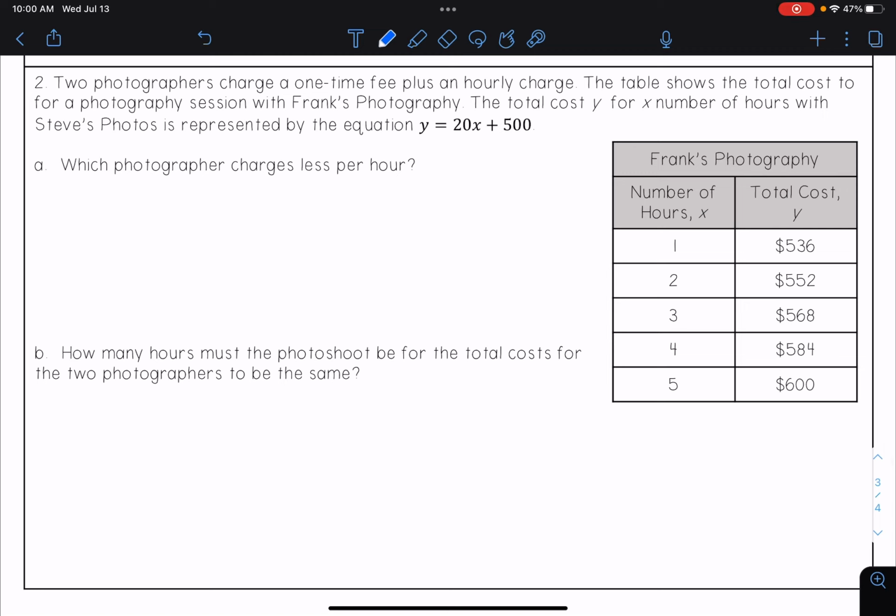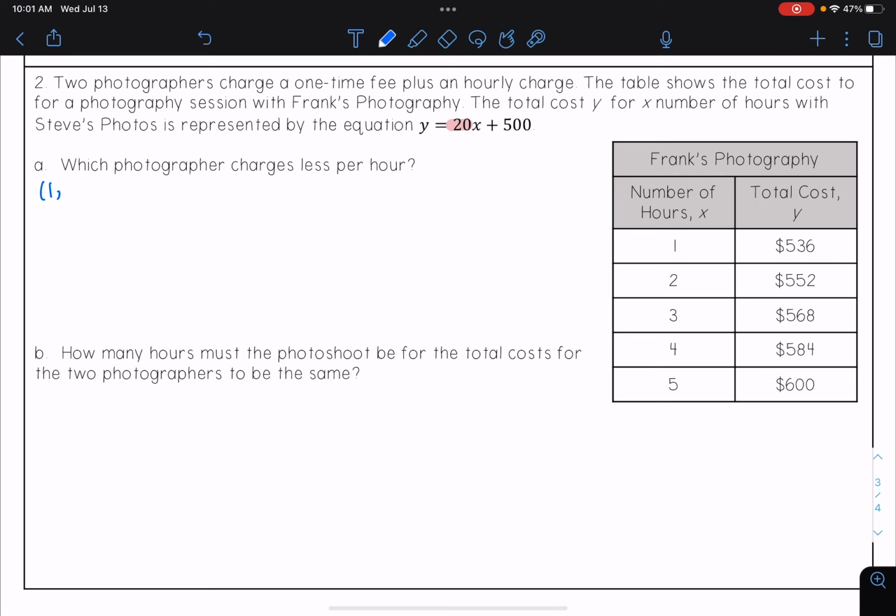So here I'm comparing photographers. And so it says 2 photographers charge a one-time fee plus an hourly charge. The table shows the total cost for a photography session with Frank's photography. The total cost y for x number of hours with Steve's photos is represented by the equation y is equal to 20x plus 500. So first, I want to see which photographer charges less per hour. I see that Steve's photos charges $20 per hour, but I need to see how much Frank charges. So I'm first going to grab 2 points from this table. So I'm just going to grab the first two.